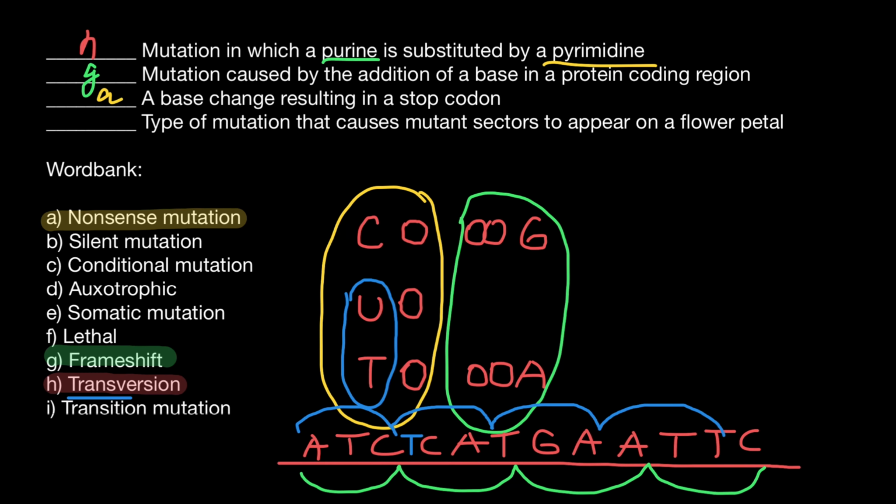is a nonsense mutation. And the last type of mutation which we are going to discuss today: the type of mutation that causes mutant sectors to appear on the flower petal. This is an easy question. You just have to understand that there are only two types of tissues. One is going to be somatic tissue, and another is going to be the tissue which produces eggs and sperm, produces gametes. And the second type of tissue we call sex tissue, or also germline tissue.